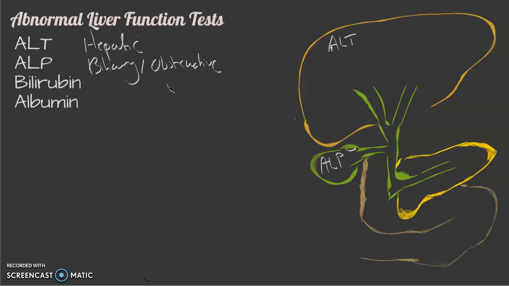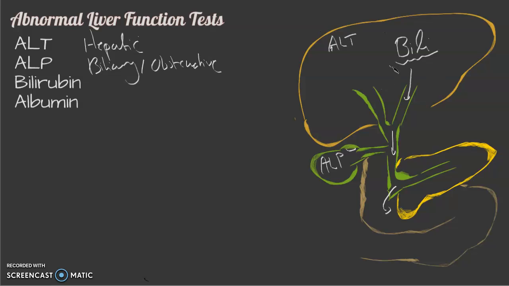The other test that can provide a clue to what's going on is bilirubin. Bilirubin is produced via the breakdown of red blood cells or heme, and then it's bound and taken to the liver for processing, where it's conjugated. Once conjugated in the liver, it's excreted down the bile ducts into the duodenum, which causes the stool to be the color it is, and the urine to have its color as well.